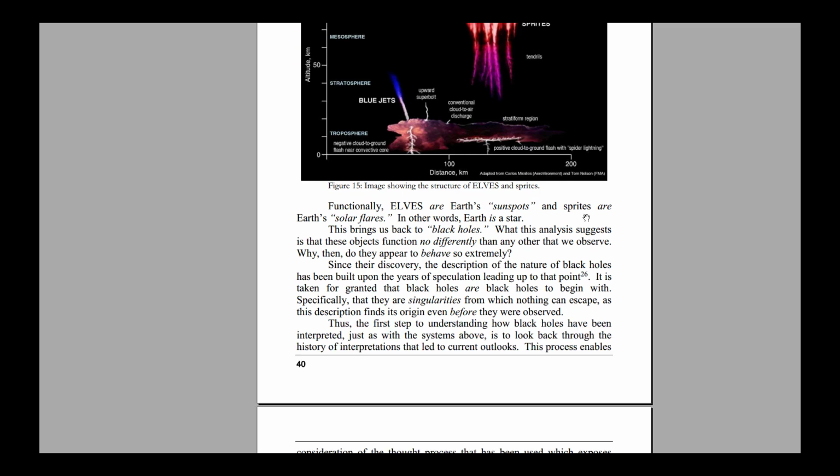Functionally, elves are Earth's sunspots and sprites are Earth's solar flares. In other words, Earth is a star. This brings us back to black holes. What this analysis suggests is that these objects function no differently than any other that we observe. Why then do they appear to behave so extremely?